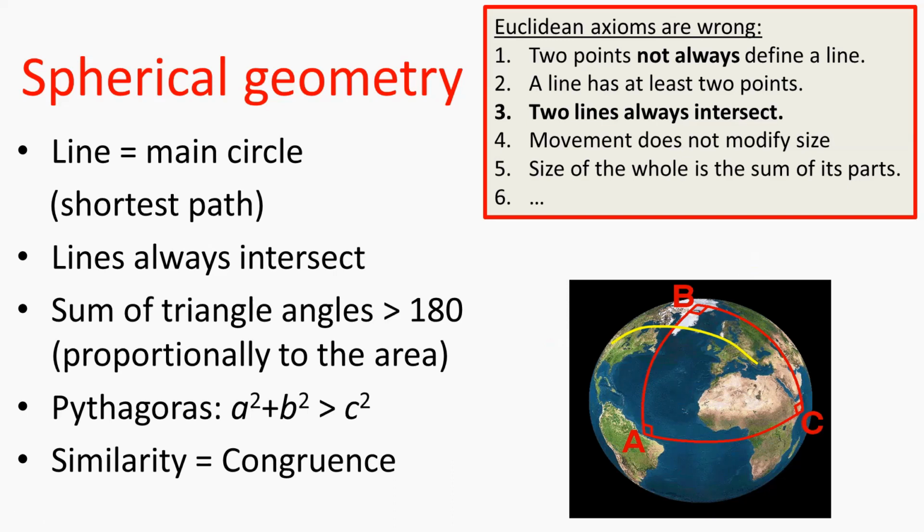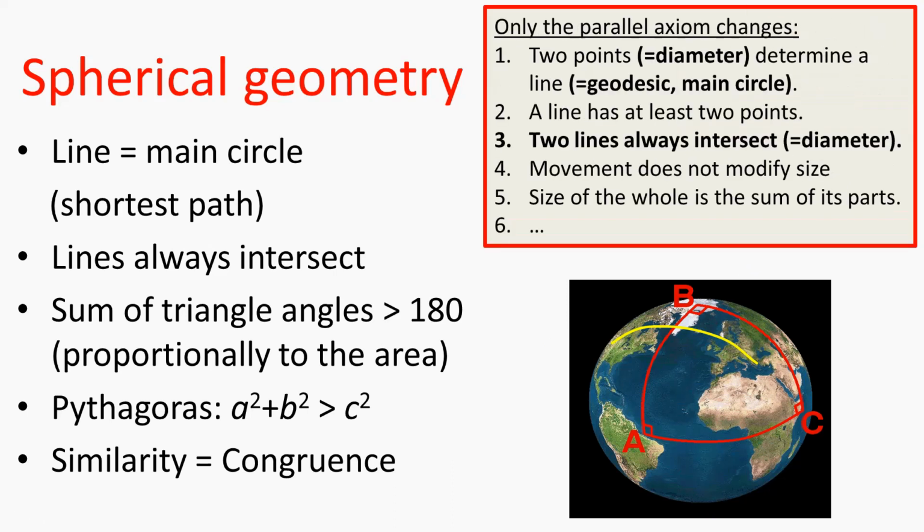After these reinterpretations, we can replace our first trial of the axiom, and then we can say that 2 points, using the interpretation of the point here, which means that the point is in fact a diameter, unambiguously define a line, which is nothing but a main circle of the sphere, and also the geodesic defining the shortest path. So the first axiom remains valid. What about the second axiom? A line has at least 2 points. Yes, it's pretty obvious, it's still true.